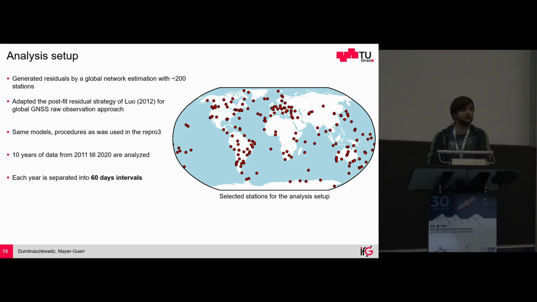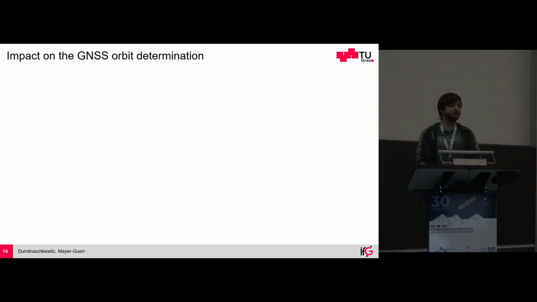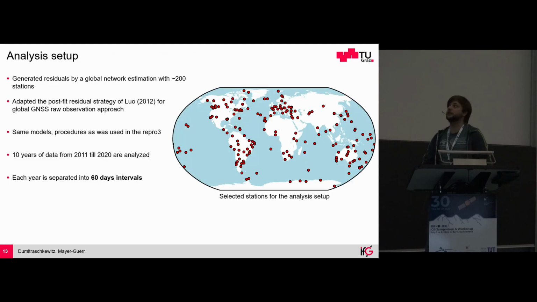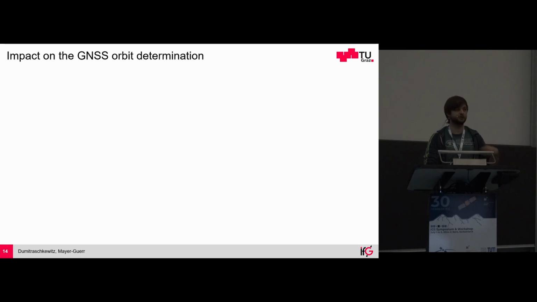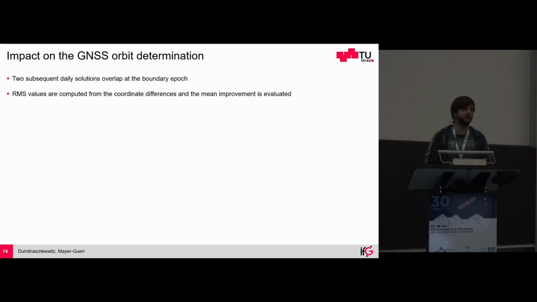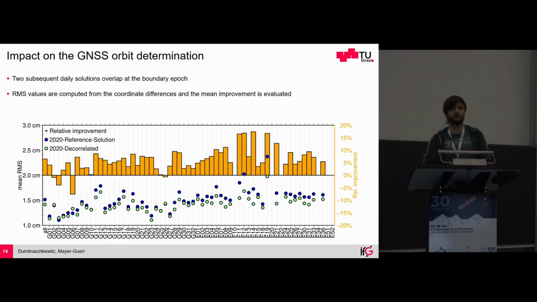This we then set up in an analysis, hard work, I know. We basically selected a station network of 200 stations for 10 years, which was selected by mostly availability throughout the 10 years, and also additionally having as much Galileo as possible. So we used the same models and procedure as Repro 3, so we could also do some slight comparisons to our Repro 3 products. And we also separated 1 year into 60 days intervals to comply with any seasonalities in the covariances, or in the correlations, basically.